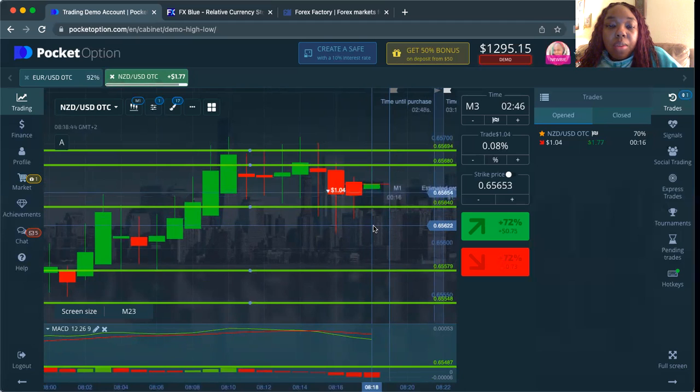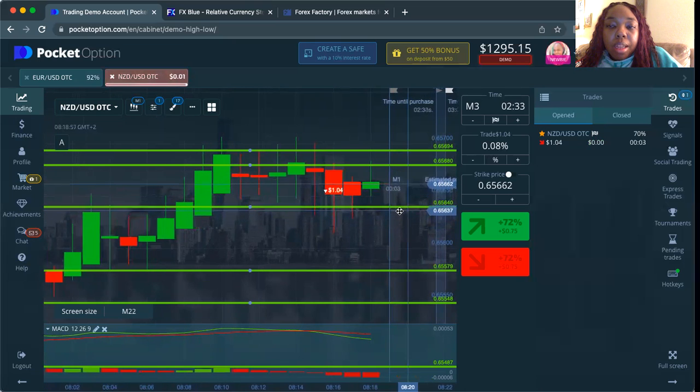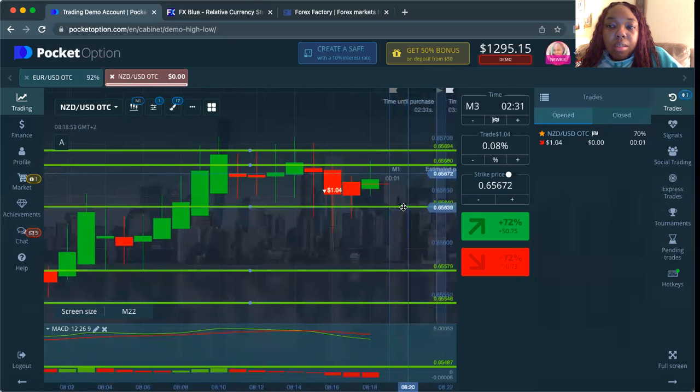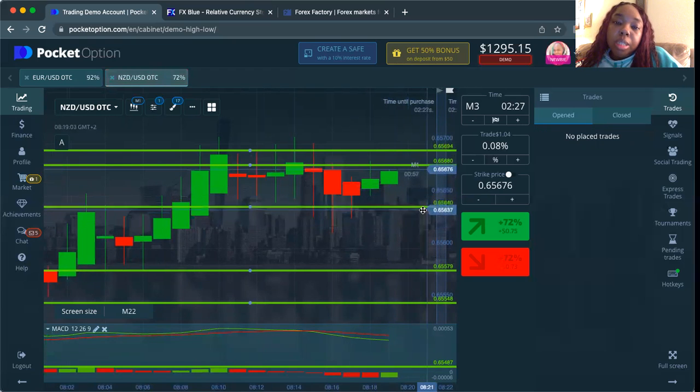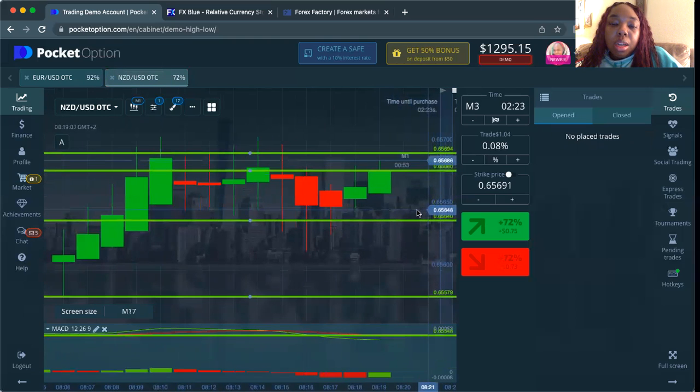I think it will eventually. It's just being stubborn. And getting the right entry is key, something that I'm not really quite doing. So yeah, I lost that trade, but you're gonna lose them. You're gonna lose trades, right?